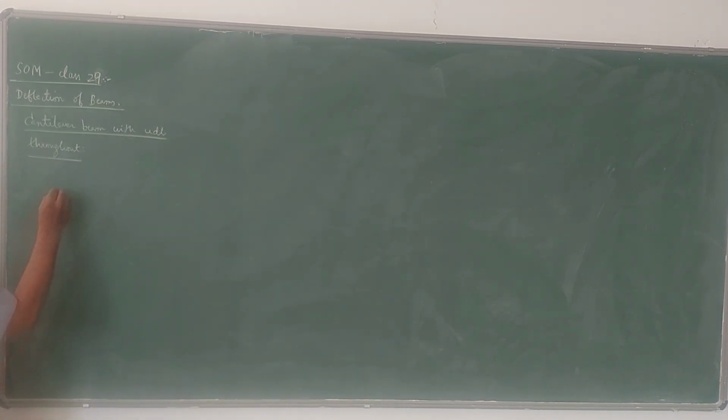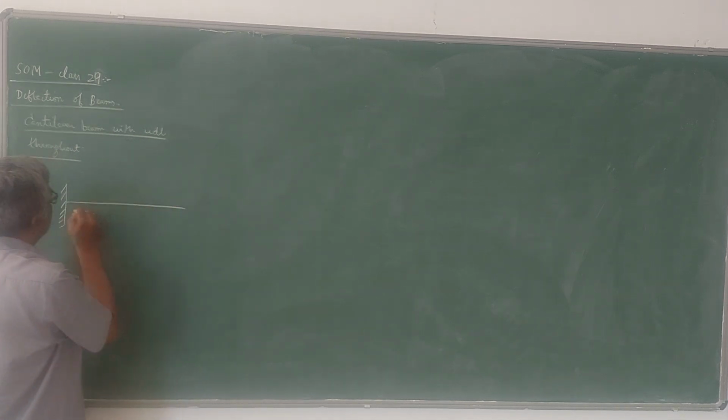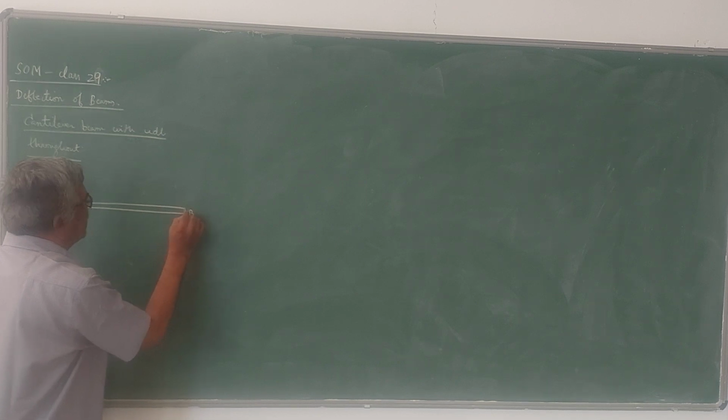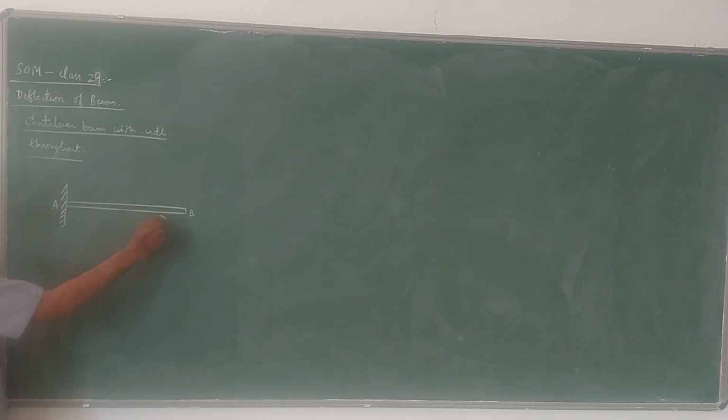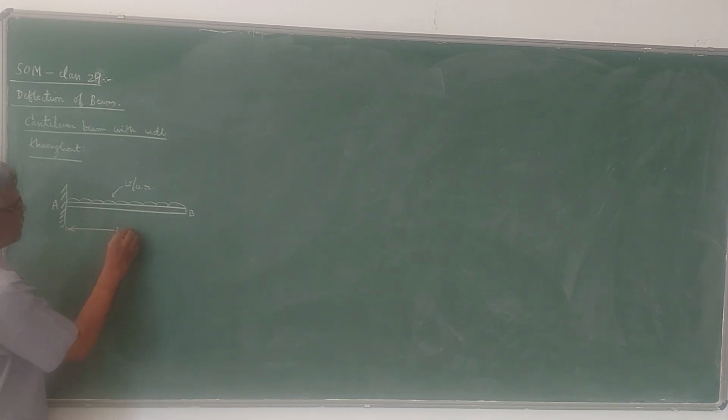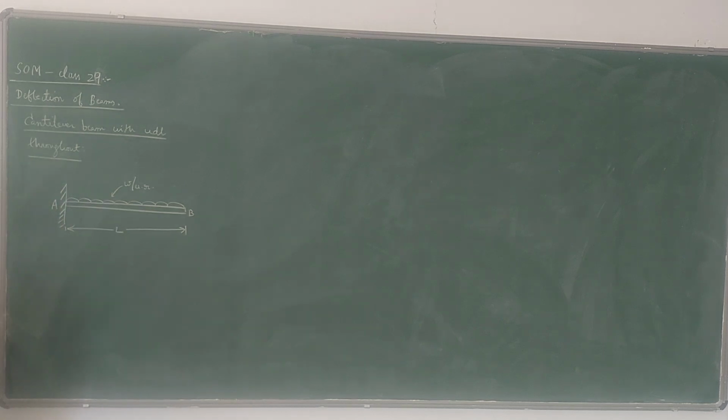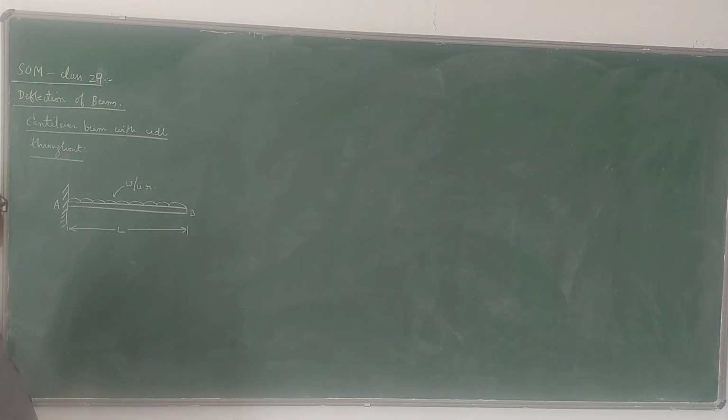So you know that in the case of a cantilever beam, one end is fixed and the other end is free. There is no support at the other end. Here, end A is fixed, end B is free. It carries a UDL of w per unit length. Span is L. Here, one important thing is you will be having reactions at the fixed end and there is no reaction at the free end because there is no support at the free end.